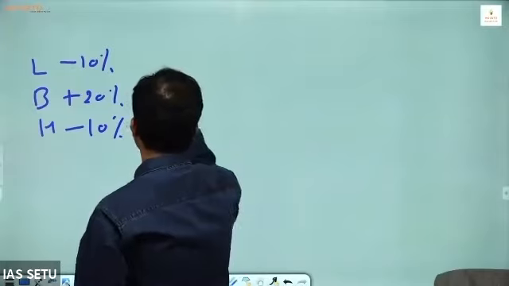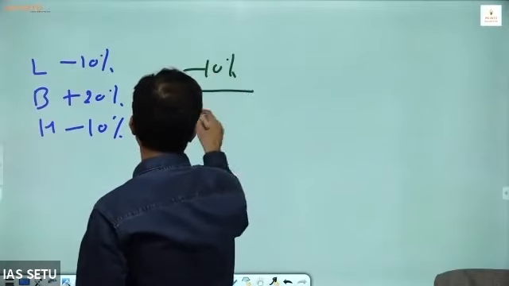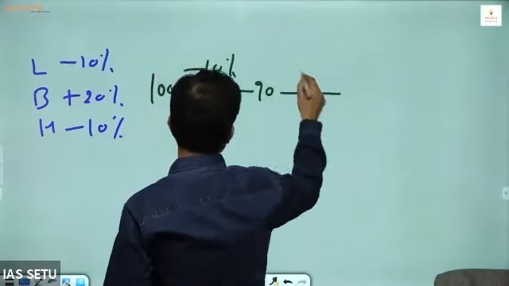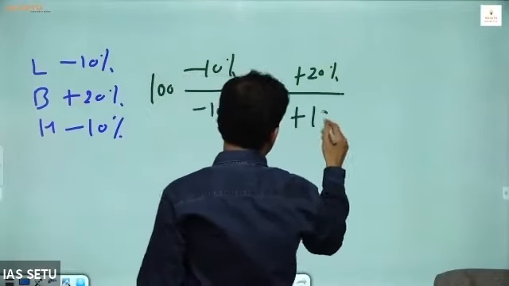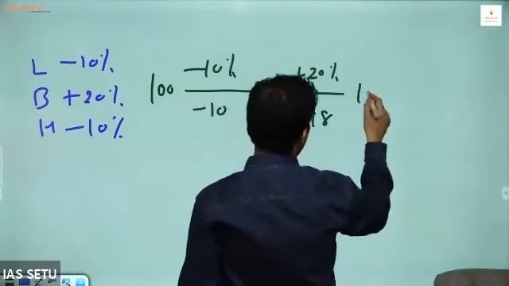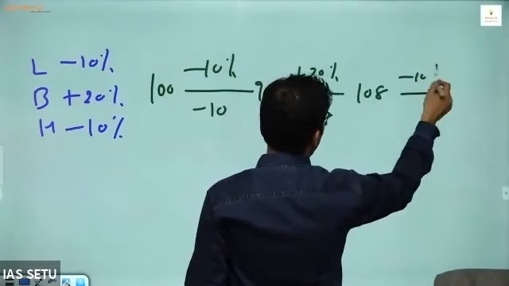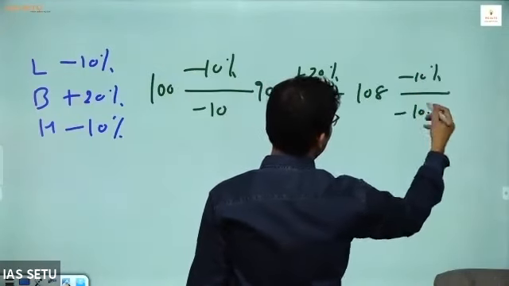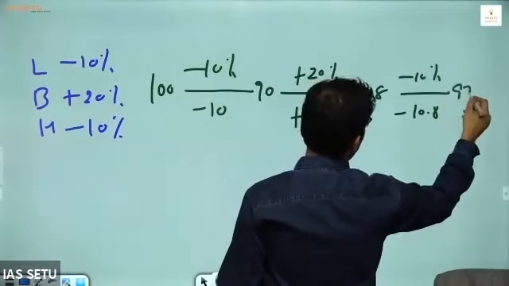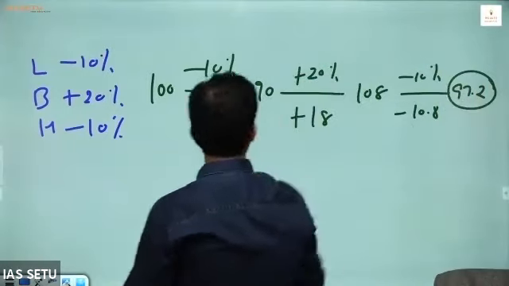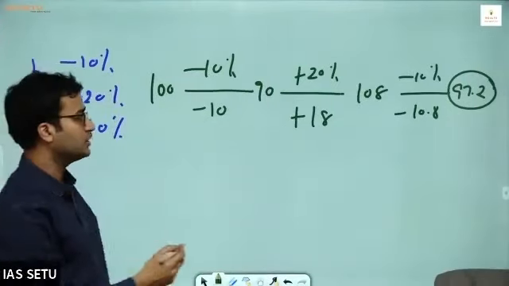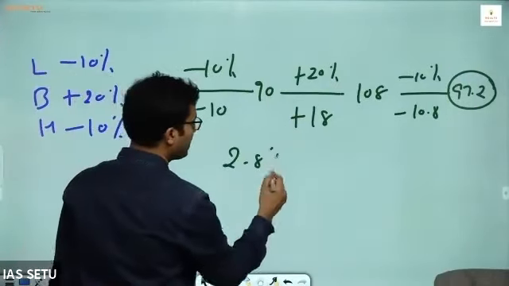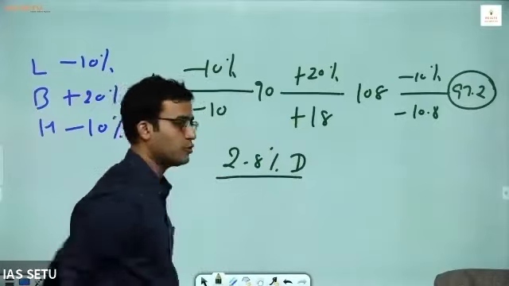Start with 100. So this is a 10% reduction, minus 10, it becomes 90. Then a 20% increase, 20% on 90 is 18. So it becomes 108. Then a 10% reduction, which is 10.8. So we get 97.2. Tell me, 97.2 is more than 100 or less? It is less. How much less? 2.8% decrease in the volume of the cuboid.